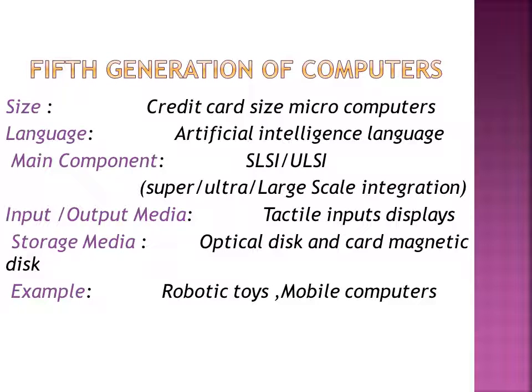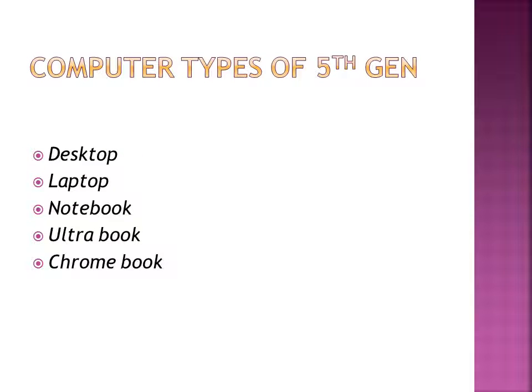Fifth generation of computers. Here is some important information. Size: microcomputers. Language: artificial intelligence language. Technology: SLSI, ULSI, super ultra large scale integration. Input and output media: tactile inputs, displays. Storage media: optical disc and card, magnetic. Examples: robotic toys and mobile computers. Computer types of fifth generation: desktop, laptop, notebook, ultrabook, and Chromebook are the examples of the computer type of the fifth generation.